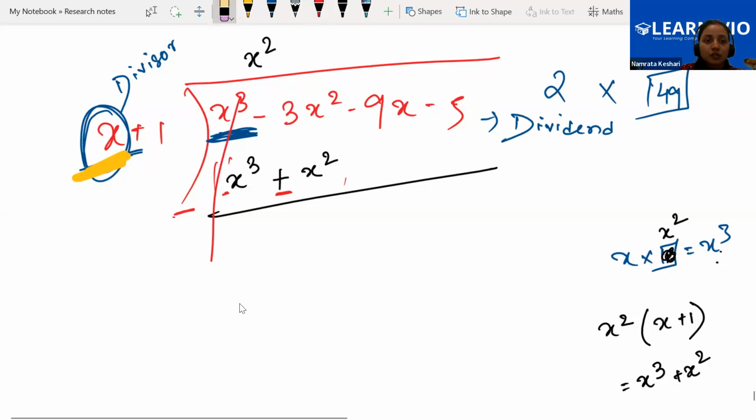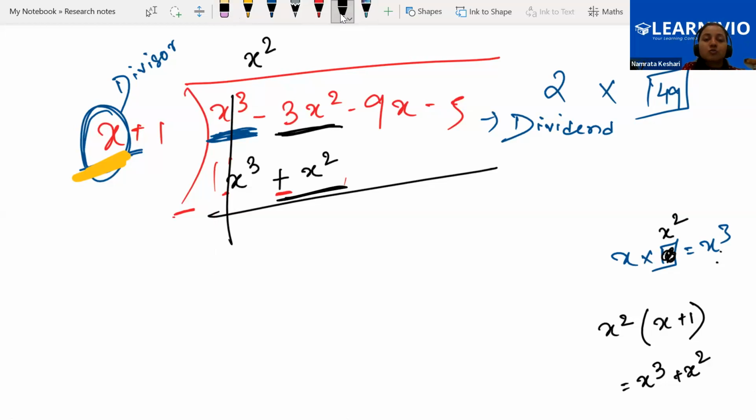The first x cube will cancel out. That's what we wanted. And next we are having minus 3x square minus x square. It is not plus x square. Now it became minus x square. Can you see it? This rectangular box one. It is not plus x square. It is minus x square. Getting it?